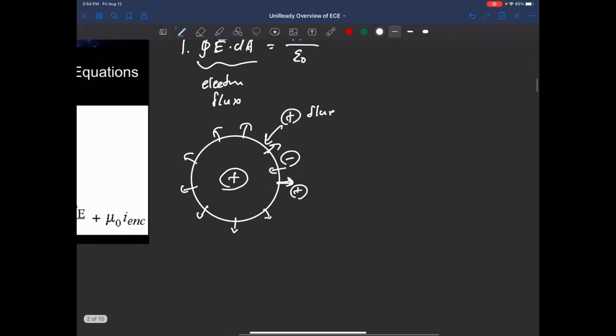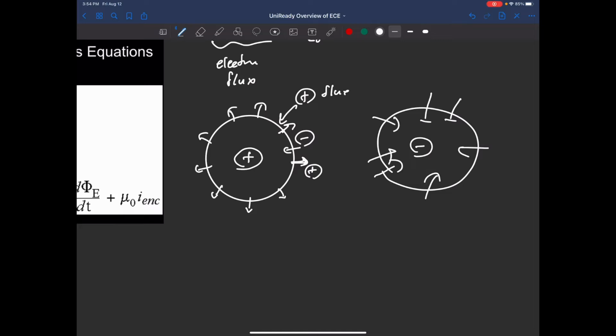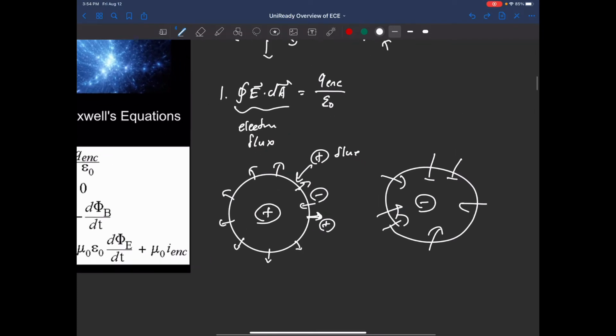The same idea goes for negative charges. If you have a negative charge in the center instead, then you're going to have a negative flux, because you're going to have arrows pointing into the closed surface, in this case, a hollow sphere. And you can kind of see where this is going, right? If you have a positive charge, then you have a positive flux. If you have a negative charge, you have a negative flux.